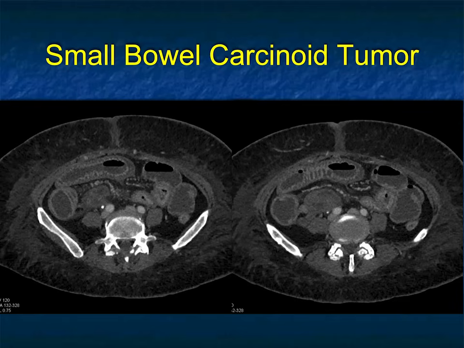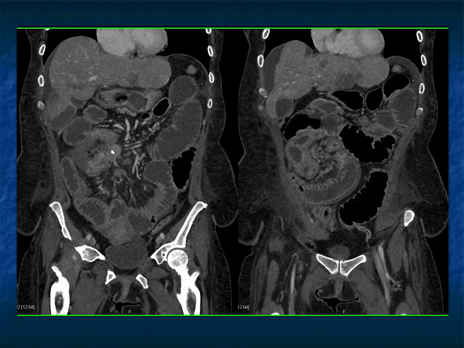Carcinoid tumors tend to have two things. One is a mass in the mesentery with desmoplastic reaction, and then possibly the mass in the small bowel proper. You often will see dilated loops of bowel. You can see here there's lots of dilated bowel, which is edematous. And then you can see there's a mass in the mesentery with calcification present, and then the small bowel mass.